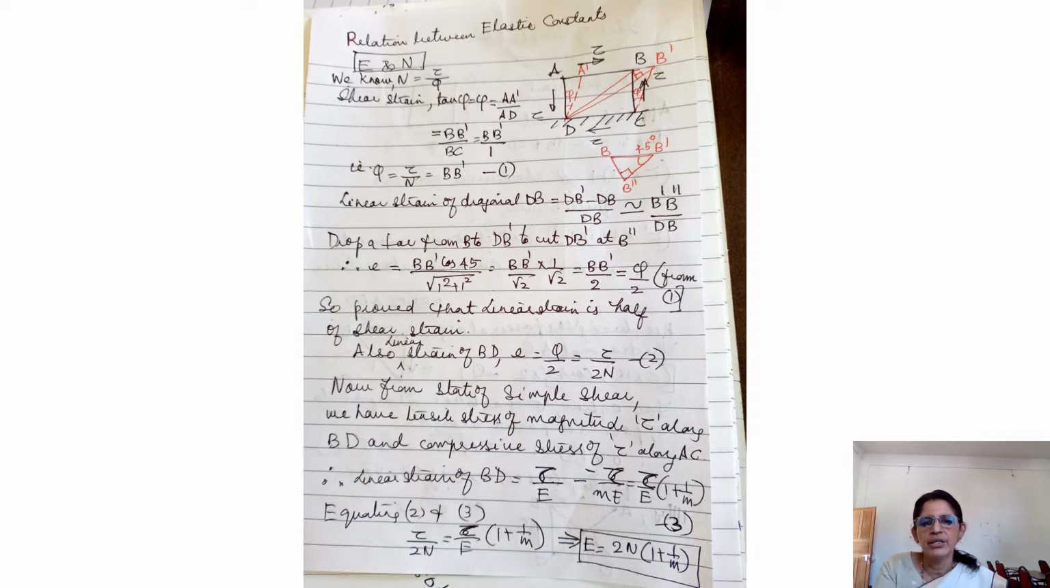Also, since phi is equal to tau by N, you substitute here tau by N, so it becomes epsilon is equal to tau by 2N. So that is equation number 2.